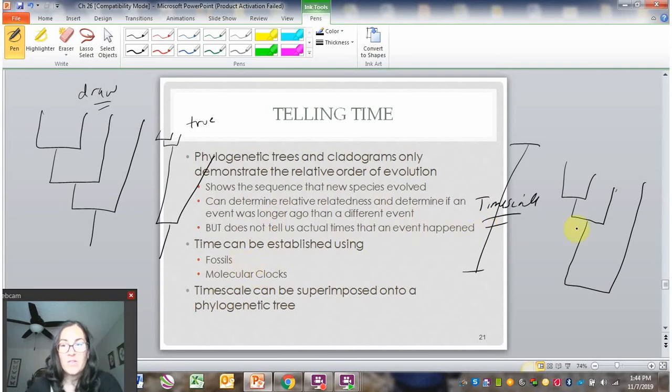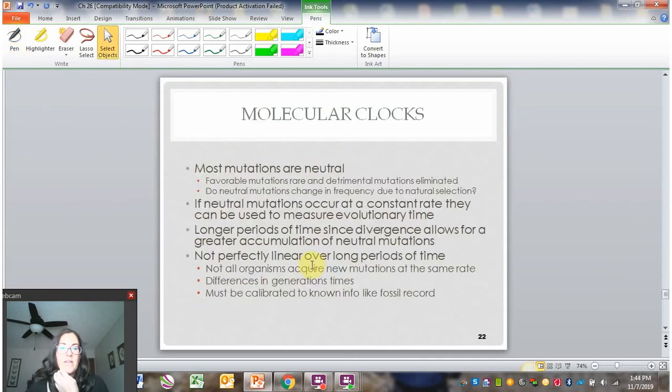So we can use fossils to come up with, okay, this organism was around here, this organism was around here, this organism was back here. So you can use fossils that way if you have a fossil record for that. Now remember, most of the time we don't have a complete fossil record. So most of the time we can't do that with fossils. So a lot of times we rely on something called molecular clocks. So a molecular clock is going to use changes in the DNA to estimate time. Okay, so a molecular clock is a time estimate.